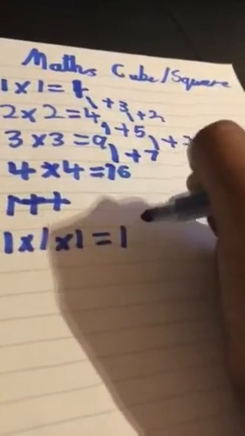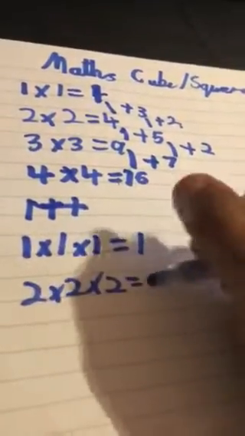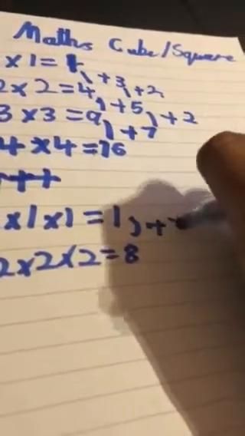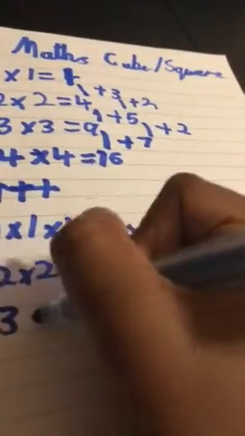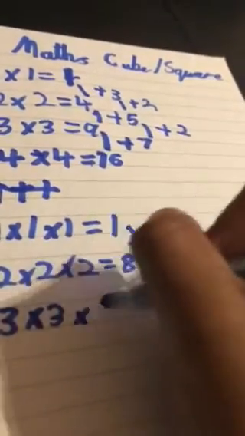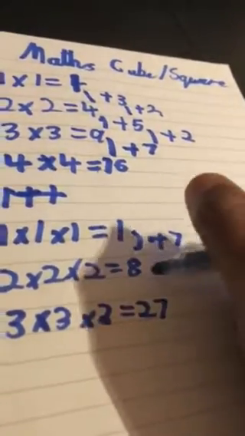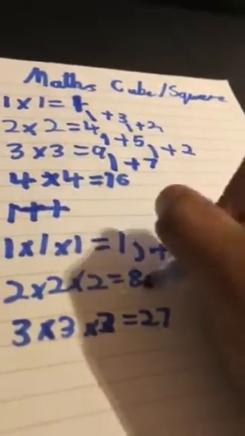So 1 times 1 times 1 equals 1. 2 times 2 times 2 equals 8. So now there's a difference of 7. There would be another difference coming after, so it will be 3 times 3 times 3, and your answer would be 27. Yep, the answer is 27.